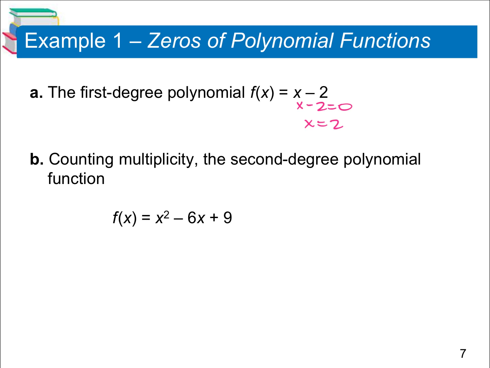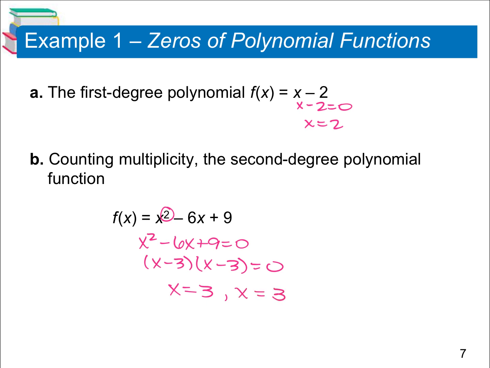If you look at example B, it gives you f of x is equal to x squared minus 6x plus 9. Because your power here is 2, that tells you that you're going to have two solutions, or two zeros. So if you set the x squared minus 6x plus 9 equal to 0 and you solved it, you would get x minus 3 times x minus 3 is equal to 0. So x would equal 3 twice. So again, two answers. Both of those 3's are your two answers.